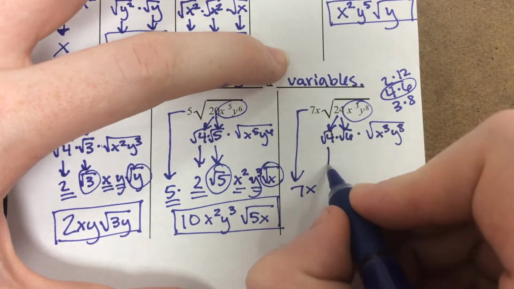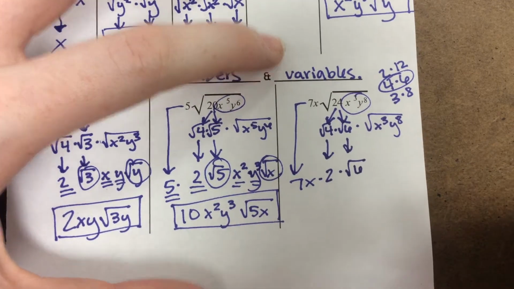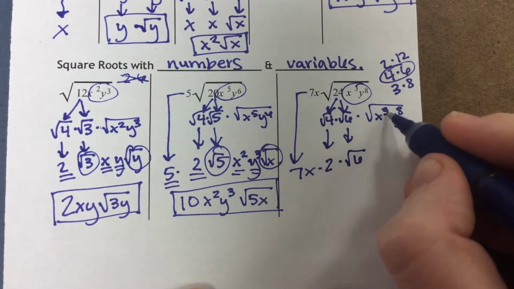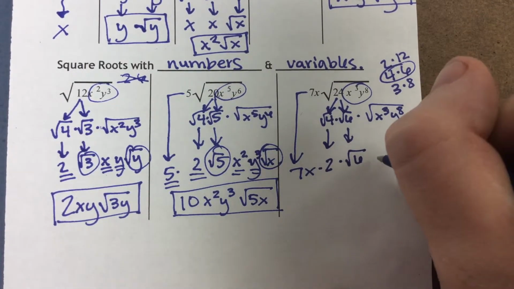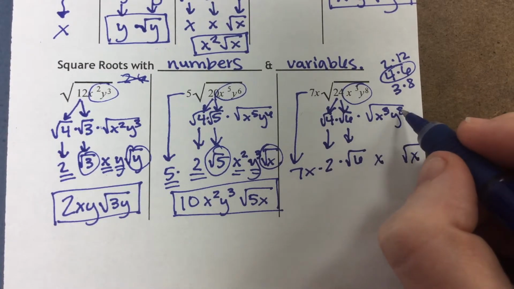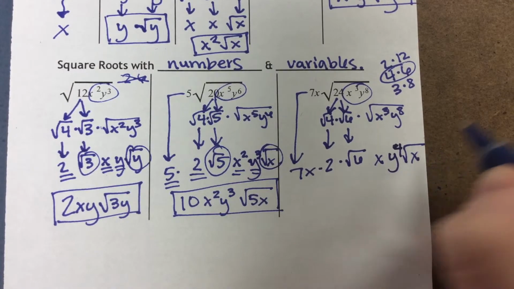The square root of 4 is 2. The square root of 6 is messy. How many times does 2 go into our exponent of 3? Okay, it goes in once with 1 remainder. How many times does 2 go into 8? It goes in 4 times with no remainders.